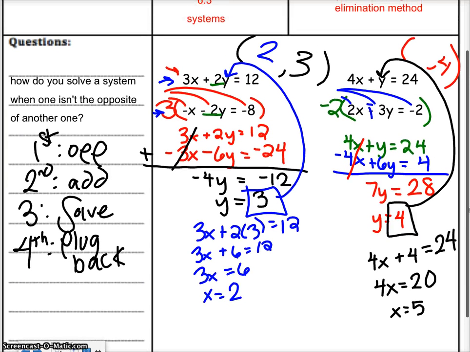This algebra is not elementary, isn't that right? I mean, this is intense algebra. This is where the rubber meets the road. But I don't know what that saying is. But this is where everything from middle school gets pulled together right here. Do you know how to add integers? Do you know how to distribute? Do you know how to combine like terms? Do you know how to be careful for signs? Do you know how to solve? Do you know how to plug in? It all comes together.